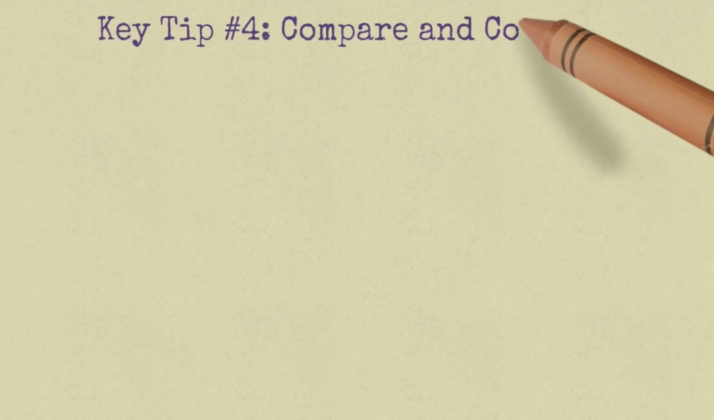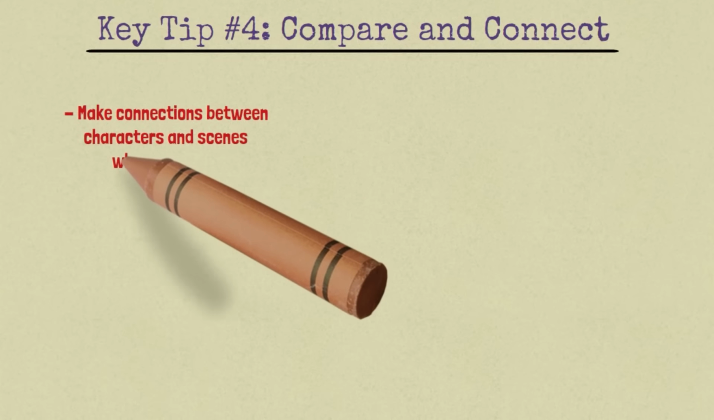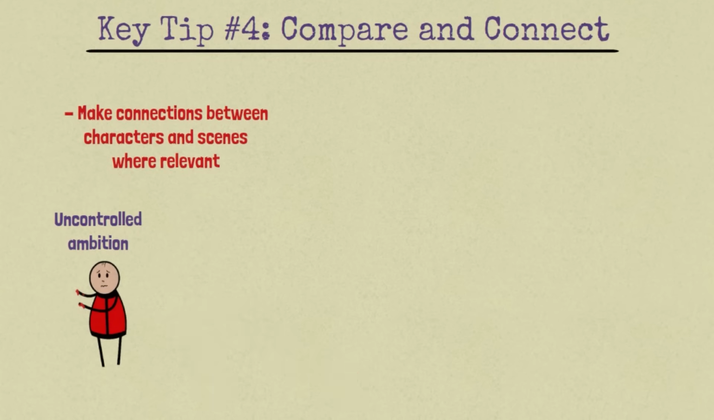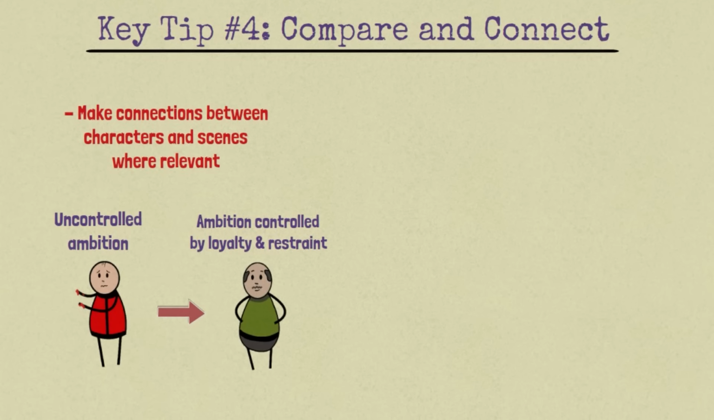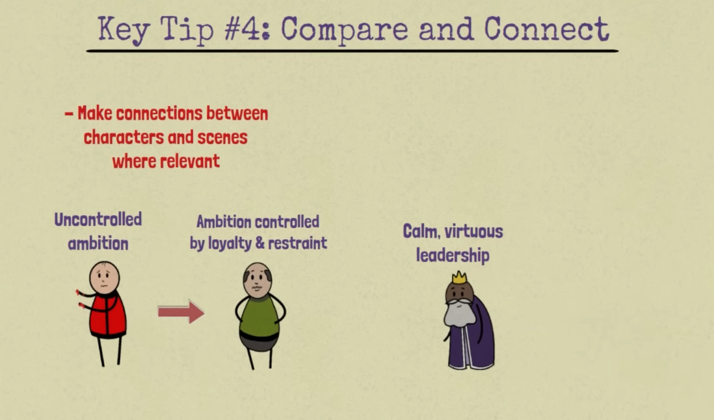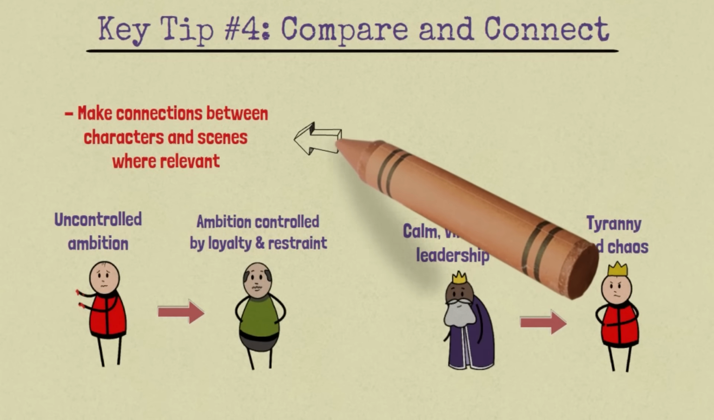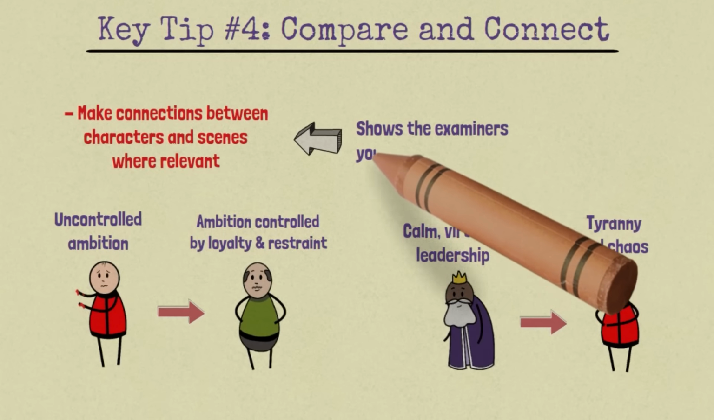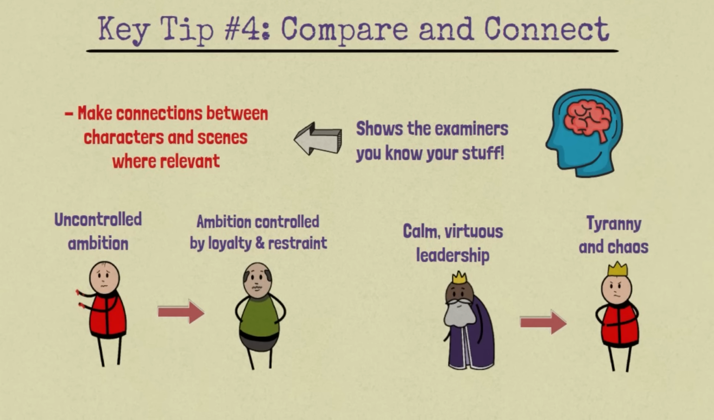Another way to rack up those marks is to make connections between characters and scenes where relevant. For example, you can compare Macbeth's uncontrolled ambition to Banquo's ambition, which is tempered by loyalty and restraint, or show how Duncan's calm, virtuous leadership contrasts Macbeth's tyranny. By making these comparisons, you can show the examiner that you really understand the play and its message, but just make sure it's relevant to the question.